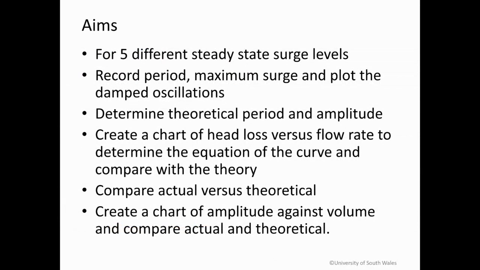So for the first experiment, we are going to change the level so that we get 5 different steady state surge levels. So we're going to adjust the flow so that we get 5 different steady state surge levels. Now we're going to try and drop them equally each time, but that's very difficult to do because obviously we're trying to control a valve for certain surge levels. So as long as we get a similar drop each time, that's absolutely fine. We're just looking for a variance in those values.